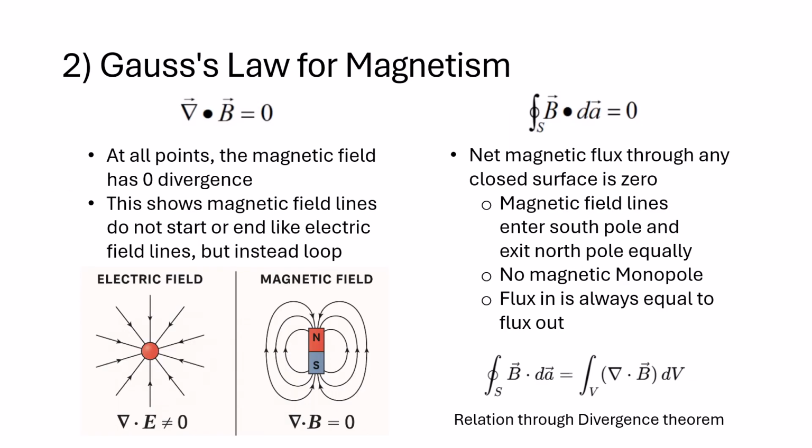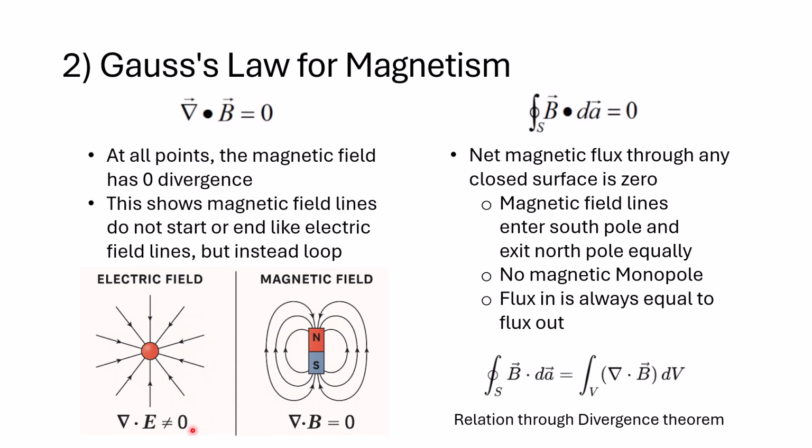So, moving on to the second equation, this is Gauss's law for magnetism. The left-hand equation is the differential one, and this states the divergence of B, the magnetic field, is always equal to zero, which means at all points the magnetic field has zero divergence. This shows magnetic field lines do not start or end, but rather, unlike electric field lines, loop around and start and end at the same point.